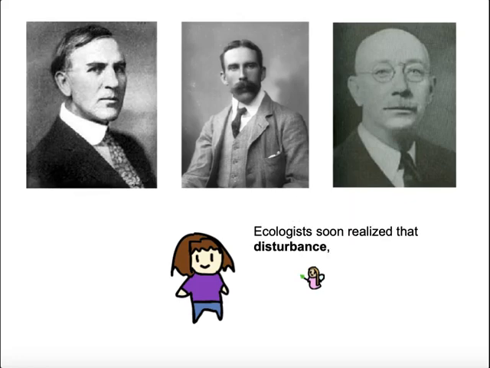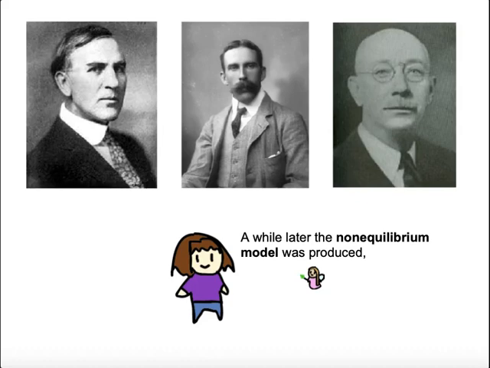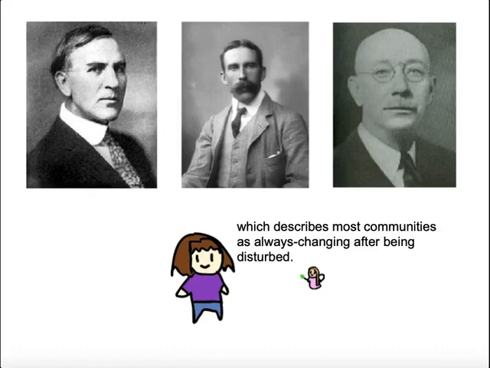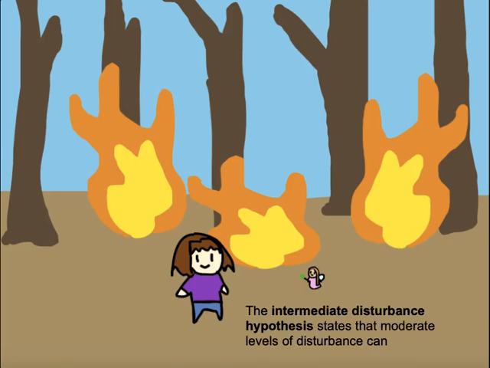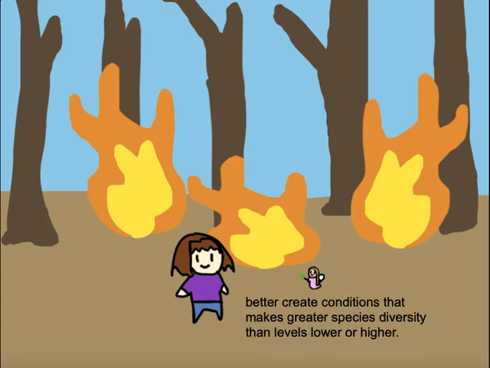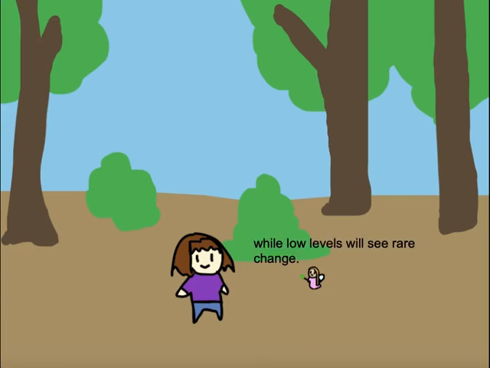Ecologists soon realized that disturbance, an event that changes the biome, prevents a community from reaching equilibrium. A while later the non-equilibrium model was produced, which describes most communities as always changing after being disturbed. The most basic types of disturbances are storms, fires, and freezing. The intermediate disturbance hypothesis states that moderate levels of disturbance can better create conditions that make greater species diversity than levels lower or higher. If you think about it, high levels of disturbance will greatly disrupt a community, while low levels will see rare change.